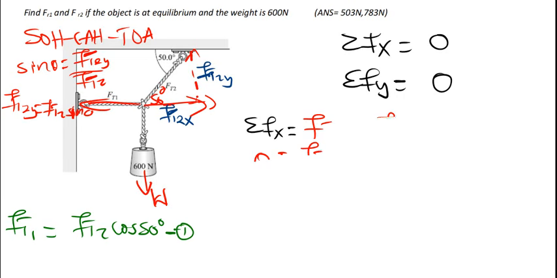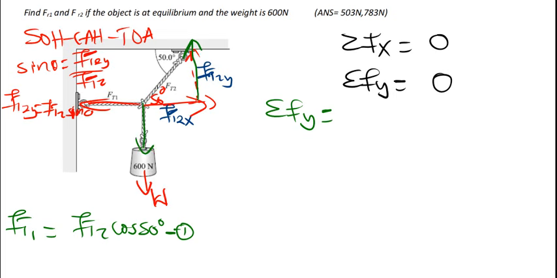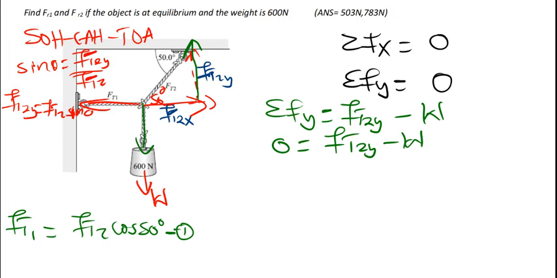Let's go to the y-axis. The summation of all the forces in the y direction: the only forces we have are this force pointing upward, plus Ft2y, and the weight force pointing downward, minus the weight force. If I shift the weight force to the other side, this equals 0 since we know the net force is 0. Then the weight force will be equal to Ft2y.